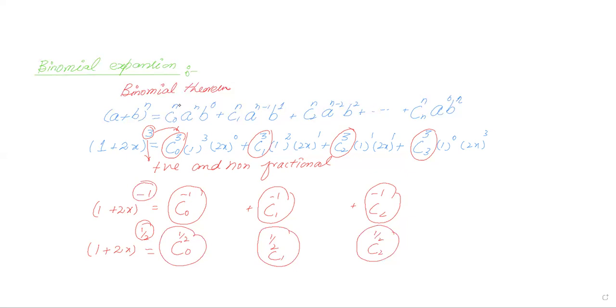The AS method is up to here. The whole power of the binomial must be positive and non-fractional. And the second thing is that this expansion is finite. The number of terms is given. There must be 2 terms, 4 terms, 3 terms, 10 terms, 20 terms, 1,000 terms. The terms will be given.